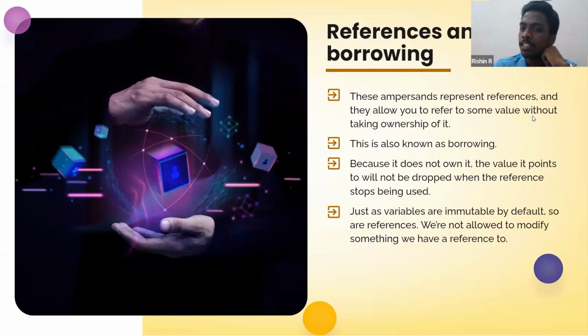So ampersand represents the references. They allow you to refer to some value without taking ownership of it. Okay, so we are not taking the ownership. We are just taking the reference, or we are borrowing. This is the method that I was explaining in the beginning of the session, that is, it uses a borrow checker. Now, because it does not own it, the value it points to will not be dropped when the reference stops being used. So that is why there was no issue when we actually passed it to a function.